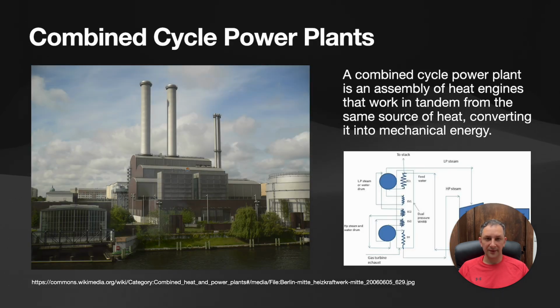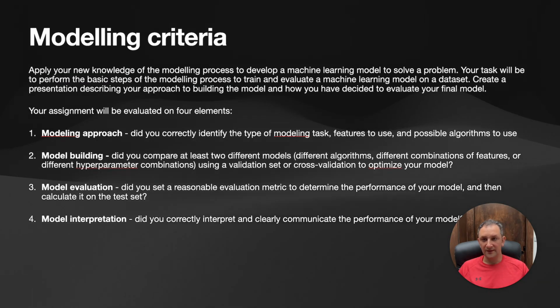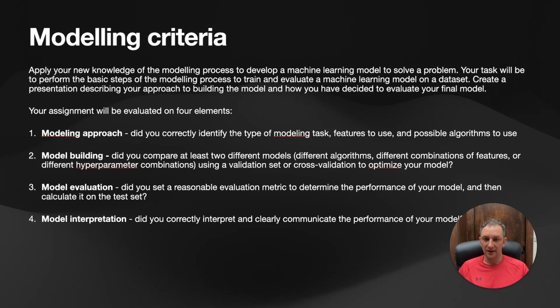The assignment today is about a combined cycle plant, which is a different type of power plant, and the advantages of it is it's very efficient, it's got lower emissions, but it's extremely expensive to maintain and slower to heat up as well. So in terms of the assignments and modeling criteria, I need to demonstrate 4 elements: the modeling approach, how I built the model, and various comparisons and features that I used, the evaluation metrics within the model, and then how I interpret the model as well.